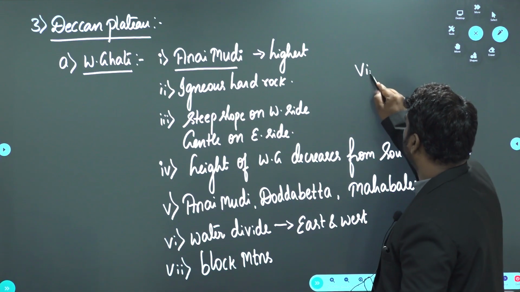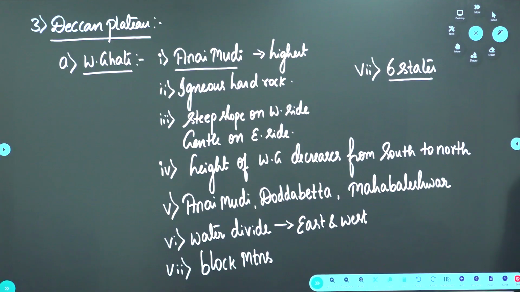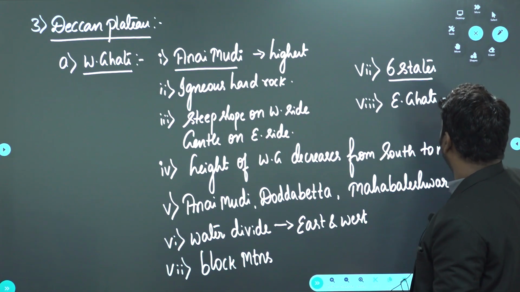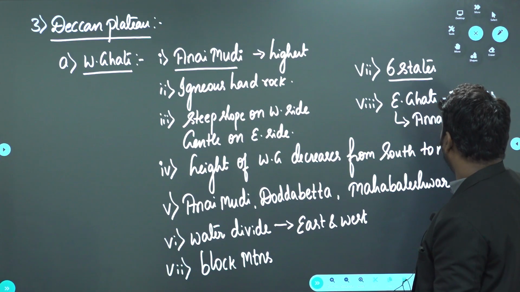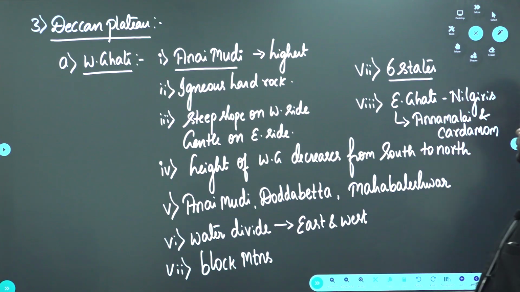Prelims question. Passes through how many states? 6 states, including Gujarat and Tamil Nadu. It meets Eastern Ghats at Nilgiris and below Nilgiris, Annamalai and Cardamom are part of Western Ghats. Fine. Western Ghats. Next.